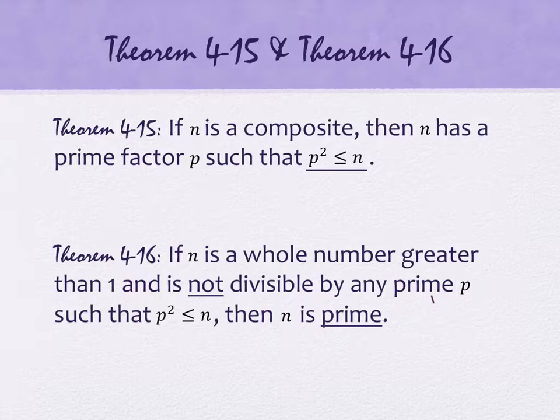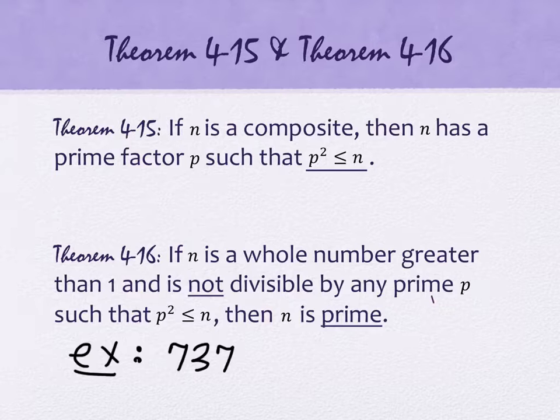If n is a whole number greater than 1, and it's not divisible by a prime p such that p squared is less than or equal to n, then n is itself prime. Now, this is actually a really valuable test, because it tells you how long you have to test numbers to decide if they're really prime or composite. So if I give you a number that's rather large, and almost any 3-digit number would qualify, let's say I gave you the number 738.